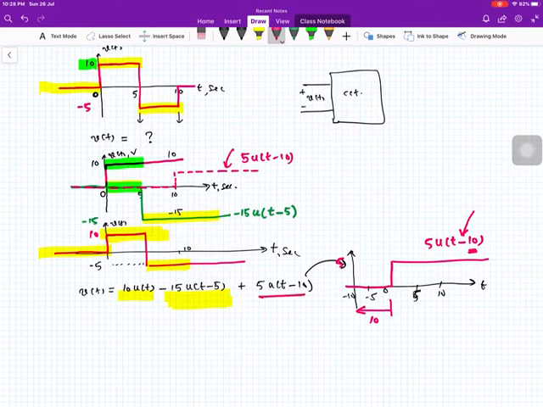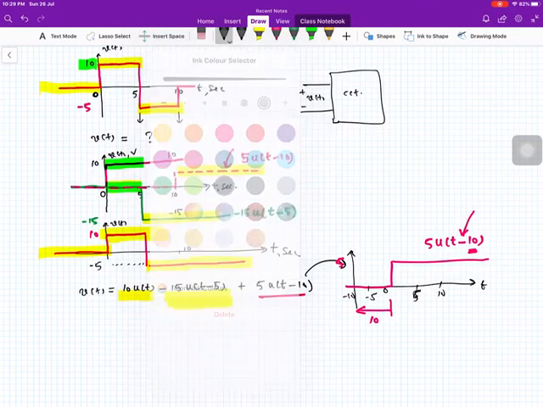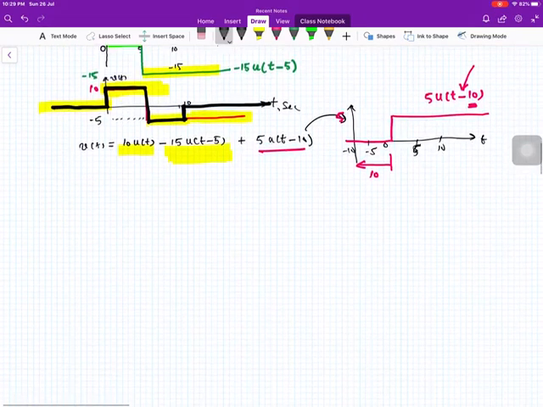Then we will see that from 10 to onward it is -5, and this signal from 10 to onward is +5. Therefore, our resultant signal becomes 10 volt from 0 to 5, -5 volt from 5 to 10 seconds, and then 0 volt from 10 to onward. And there are many other examples in the textbook.